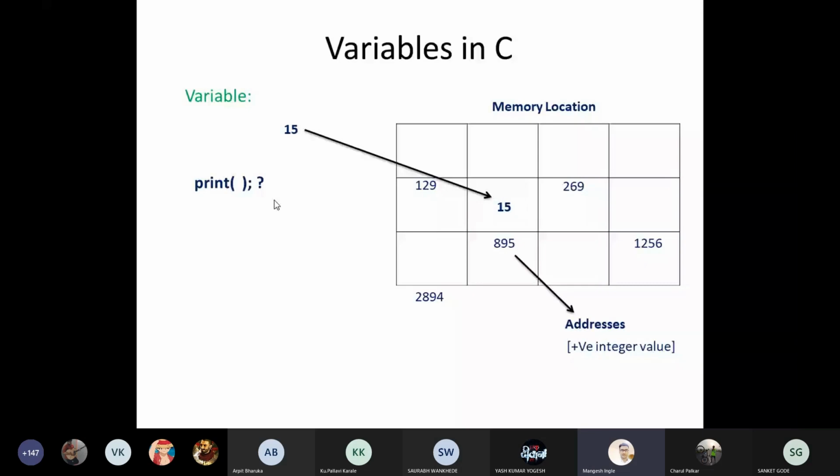So for that, what do we have to access that number? What is the mechanism? The mechanism is here. Just concentrate here. Okay. For example, integer A.